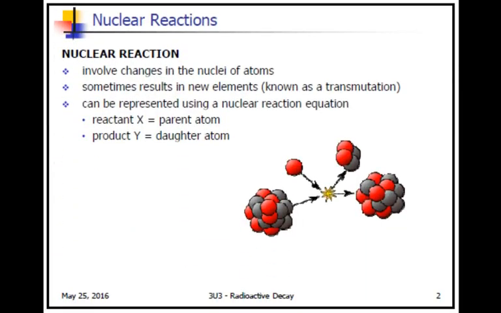So nuclear reactions involve changes in the nuclei of atoms. They sometimes result in new elements. That's known as a transmutation. The reactant is the parent atom, and we give it the symbol X. The product is the daughter atom. We give it the symbol Y.